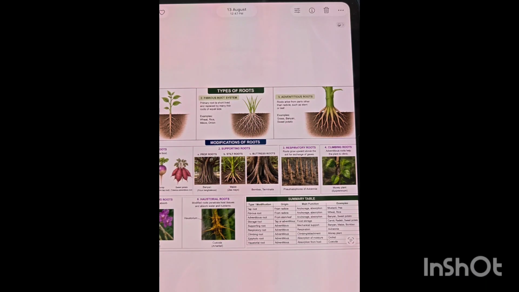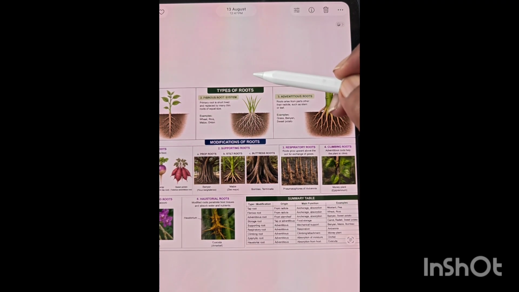Hello everyone. So today we will study about the types of roots. In the last lecture we studied the structure and basic functions of the root.